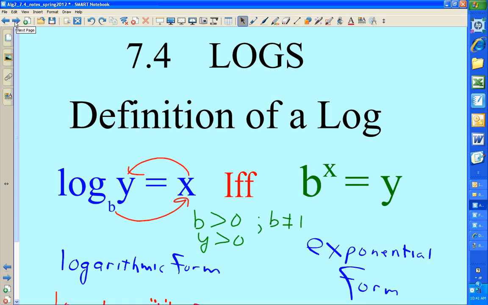Log base b of y equals x if and only if b to the x equals y. That is what I mean when I say the definition of a log. It's not what a log is. It's the definition of a log. It allows you to go from logarithmic form here on the left to exponential form. 95% of your questions in the next 3 or 4 days of class can be answered by using the definition of a log. You will hear me say, press the button, use the definition of a log.